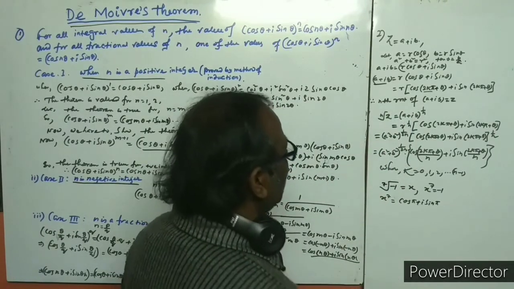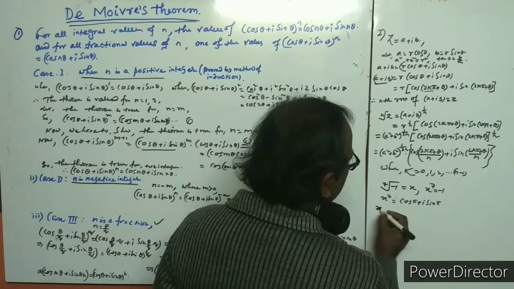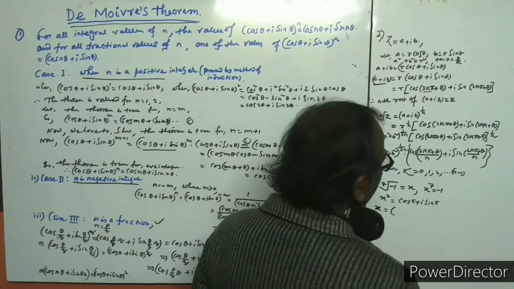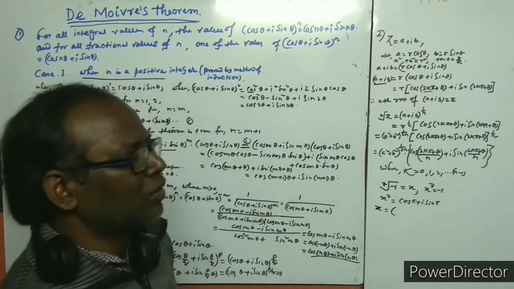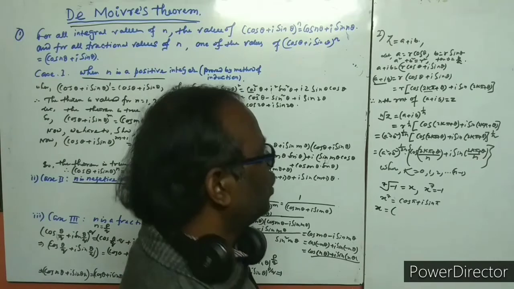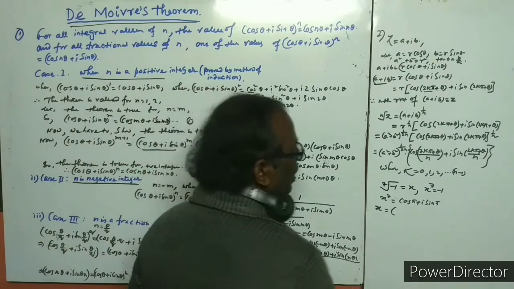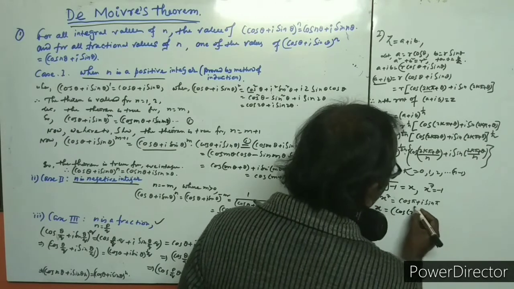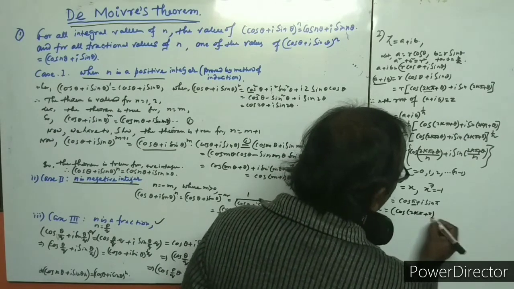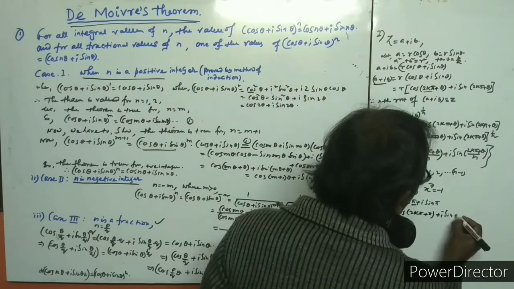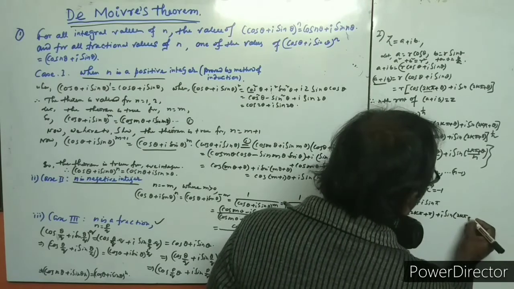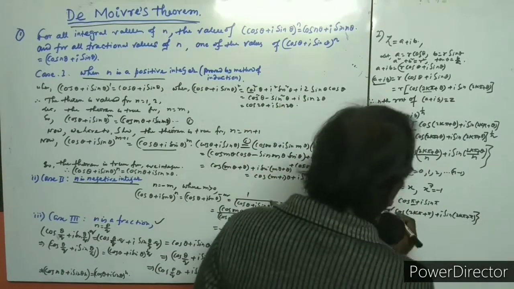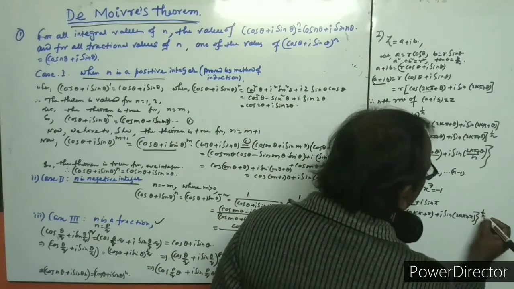Okay, now this is a fractional power. So this is 7, we take it to the right hand side, then the power will be 1 by 7. So there are 7 solutions. So that's why in place of the angle, we use 2k pi plus this angle: cos of 2k pi plus pi, plus i into sine of 2k pi plus pi, and this is whole to the power 1 by 7.